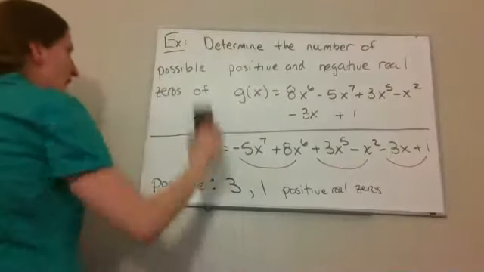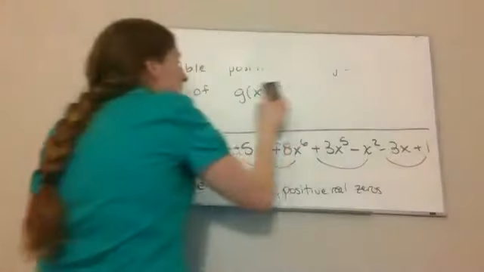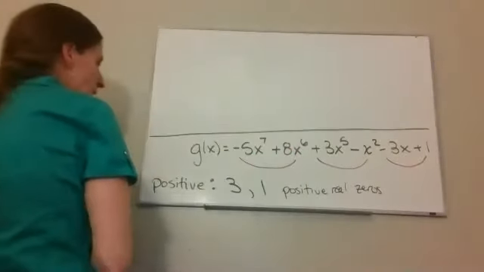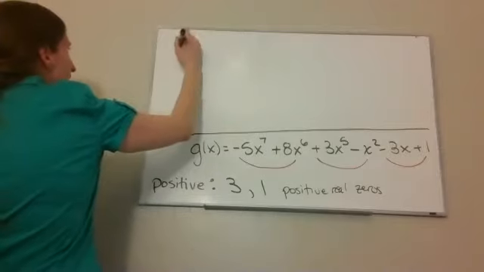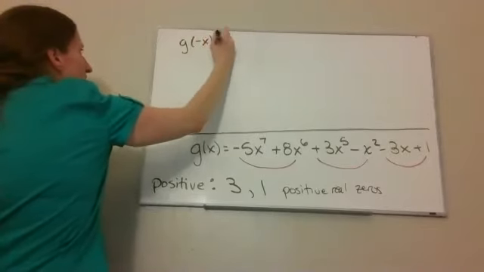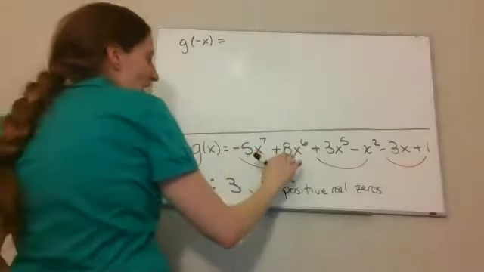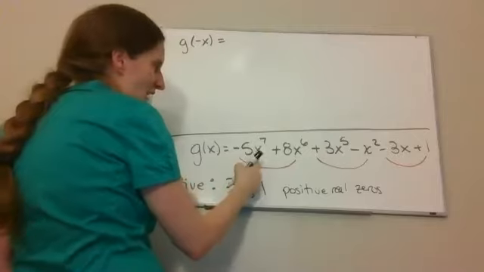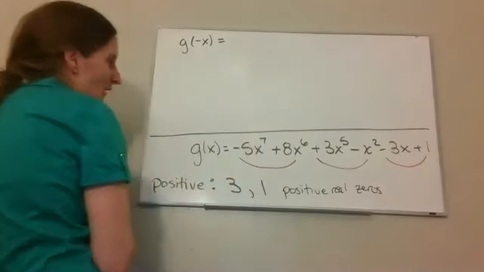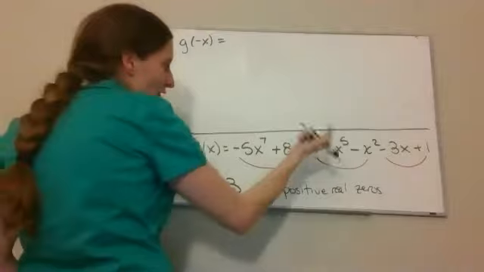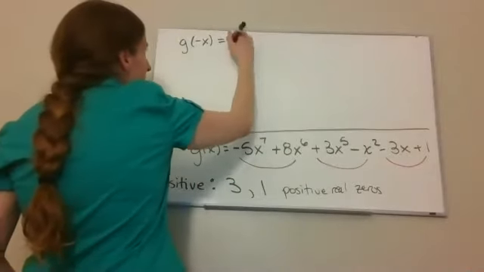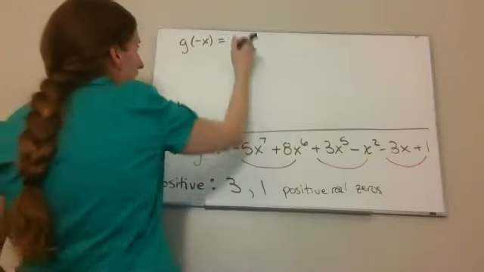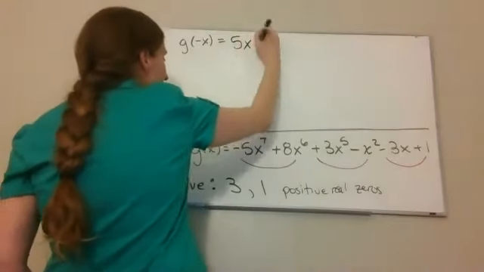Now let's find negative real zeros. To find the negative real zeros, we're going to need to look at g of negative x. So I'm going to plug a negative x in for everything. And just remember that when you plug a negative x in, it's going to be negative if it's to an odd power, but it's going to be positive if it's to an even power. So I'm going to have a negative 5 times a negative x to the 7th. So that's going to be 5x to the 7th.